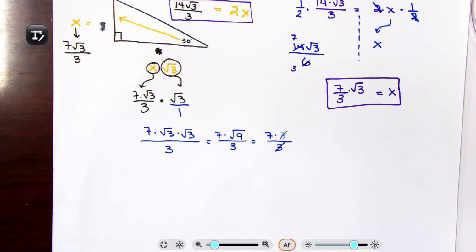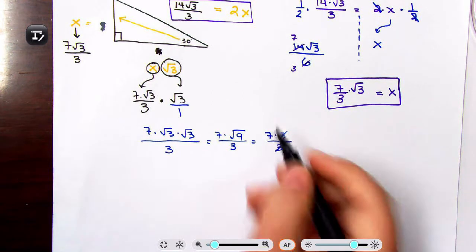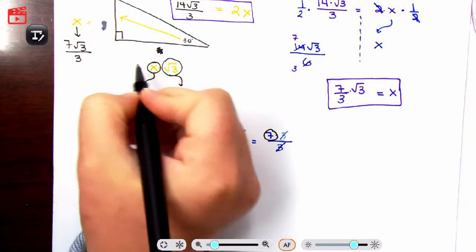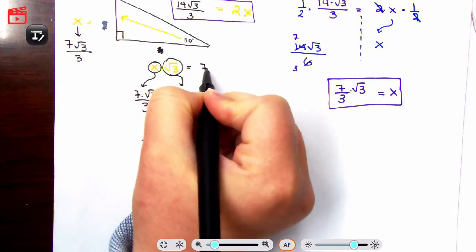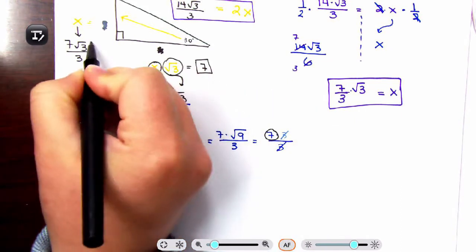We can now simplify because we have multiplication. So we're left with just 7. So this long leg is just 7. So now we have our values.